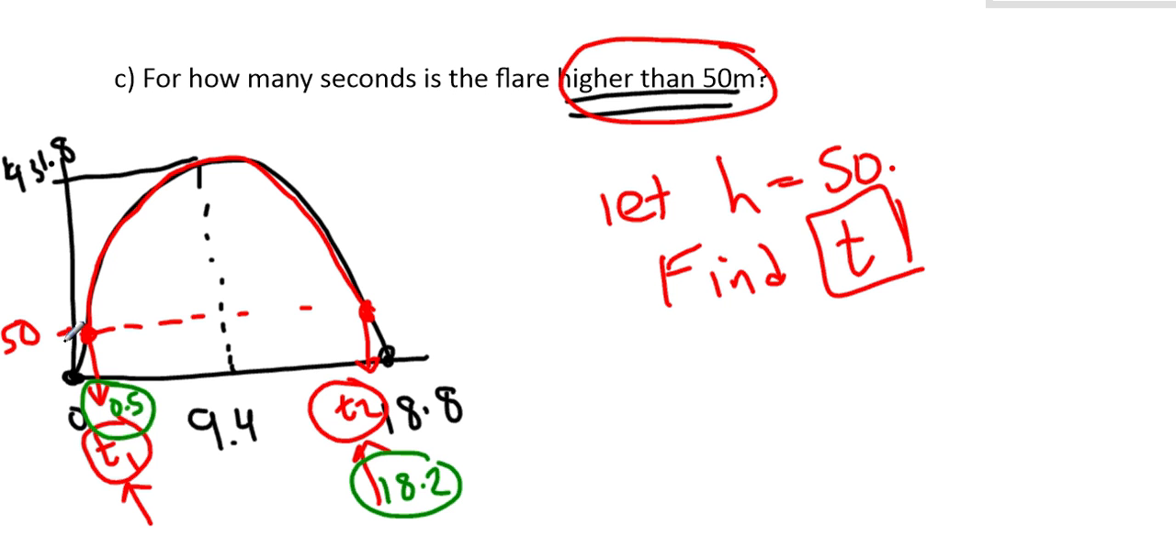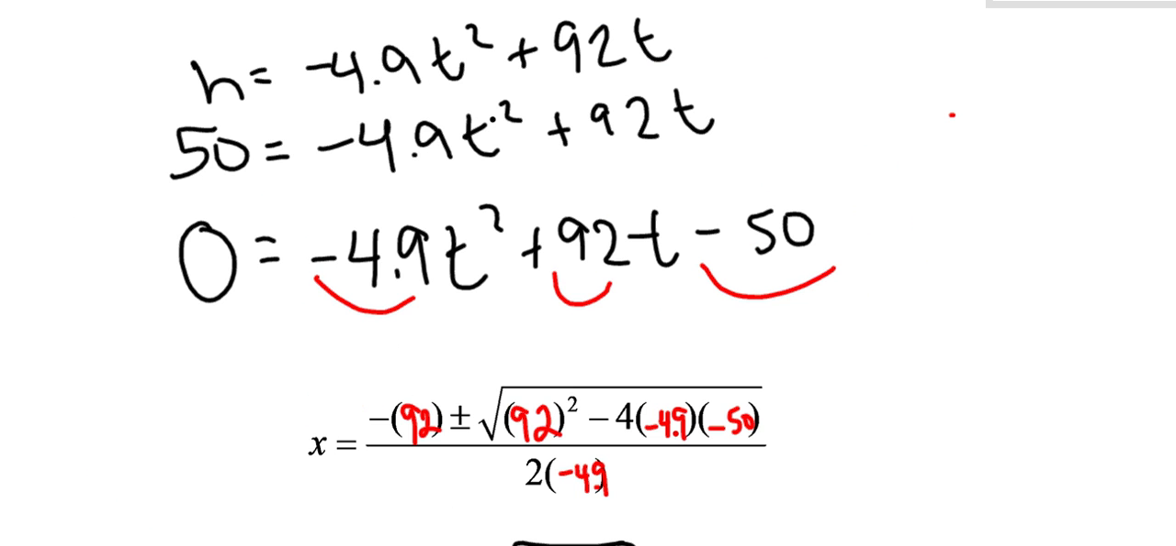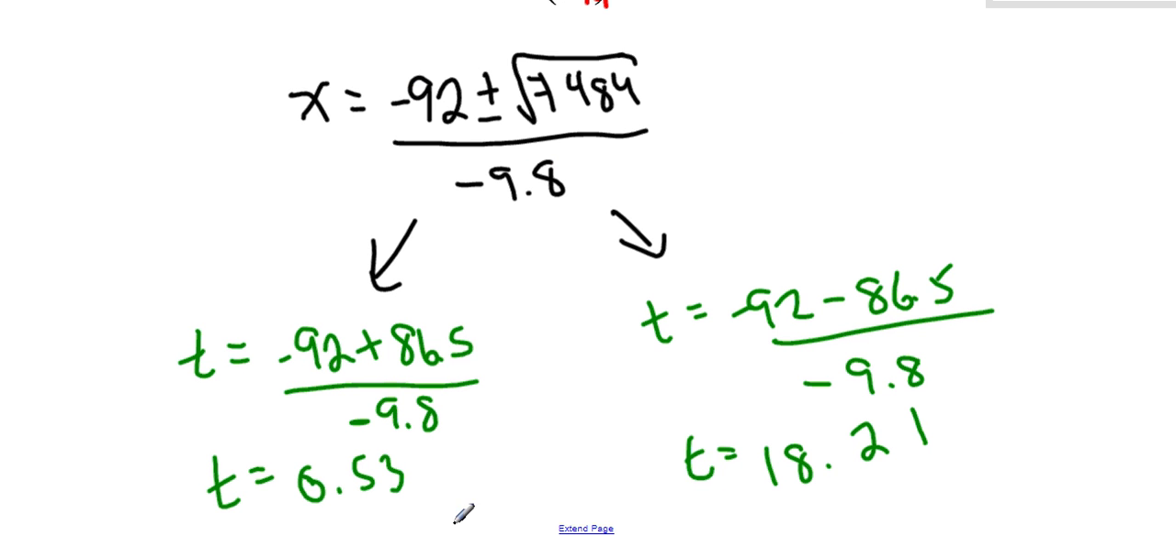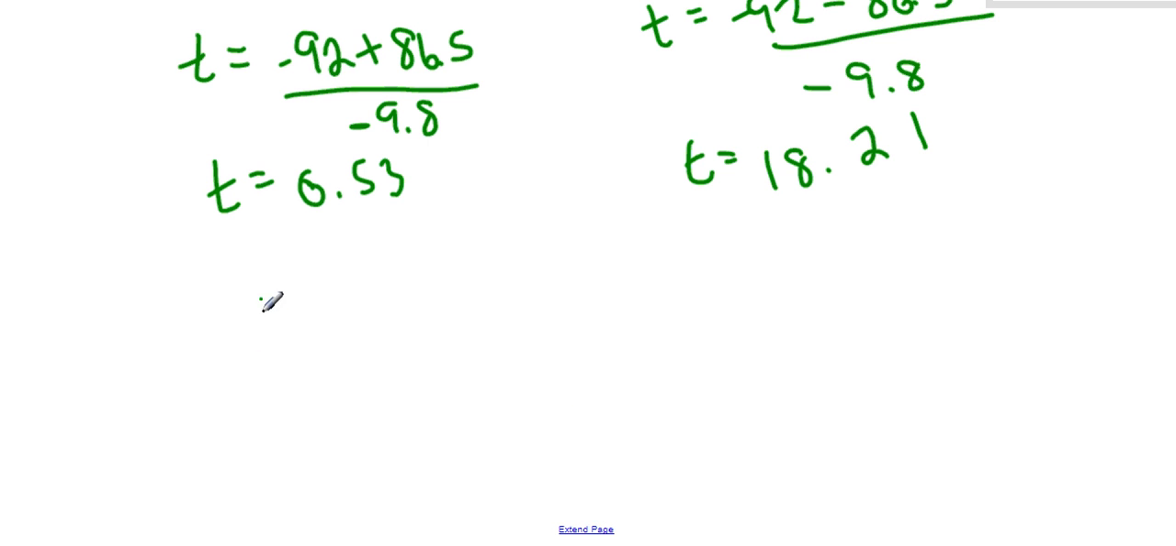So what do we know? According to my math, the ball reaches 50 meters in the air at this time. It continues to be above 50 meters in the air until falling down at 18.2 seconds, when it falls below that height. So for how many seconds is it higher? We just have to take our numbers and tell you what duration that is.